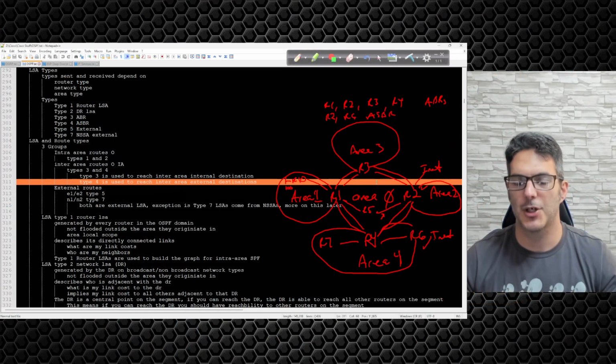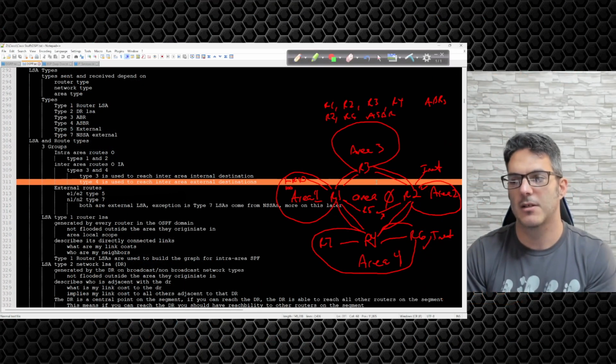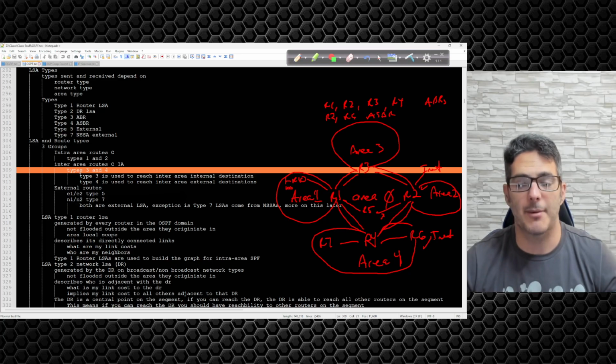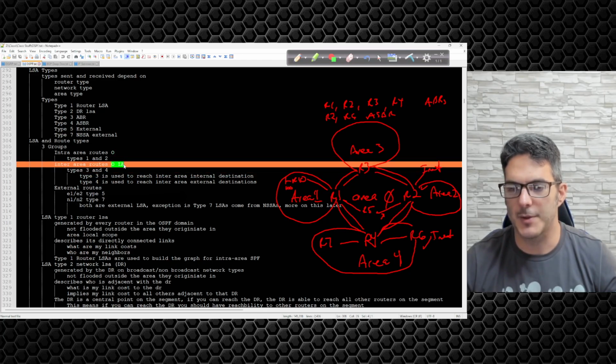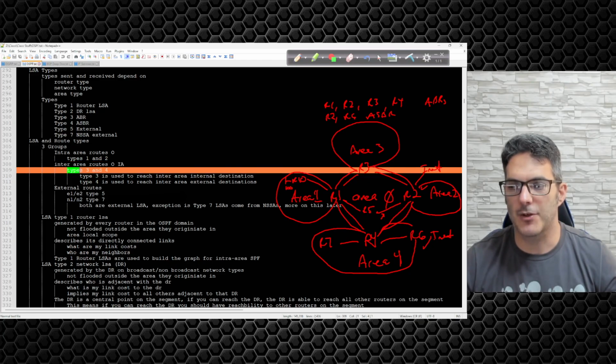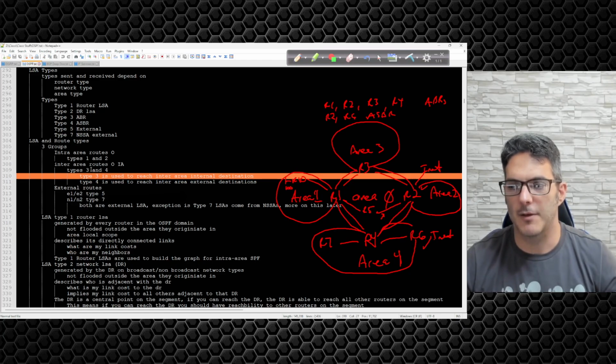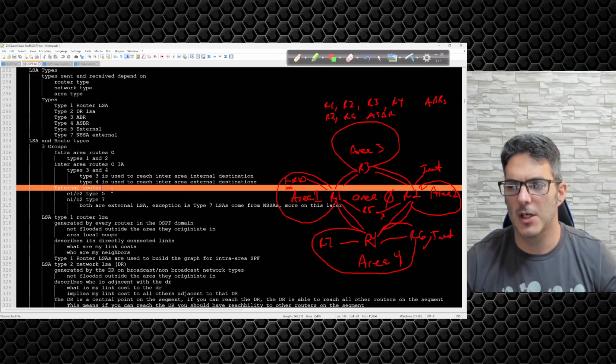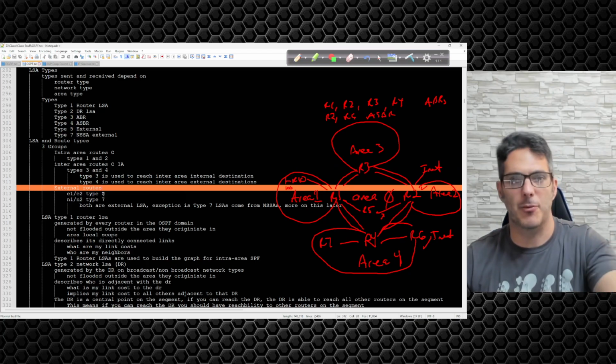Now what's interesting is you won't see type 4 show up in your routing table. You'll see type 3, which would be an O IA route. So when you see O IA, it can be type 3 or 4, and you'd have to look at the OSPF database for the specifics. If it's a type 3, it means it's internal. If it's a type 4, you're going to a different area to reach an external path.